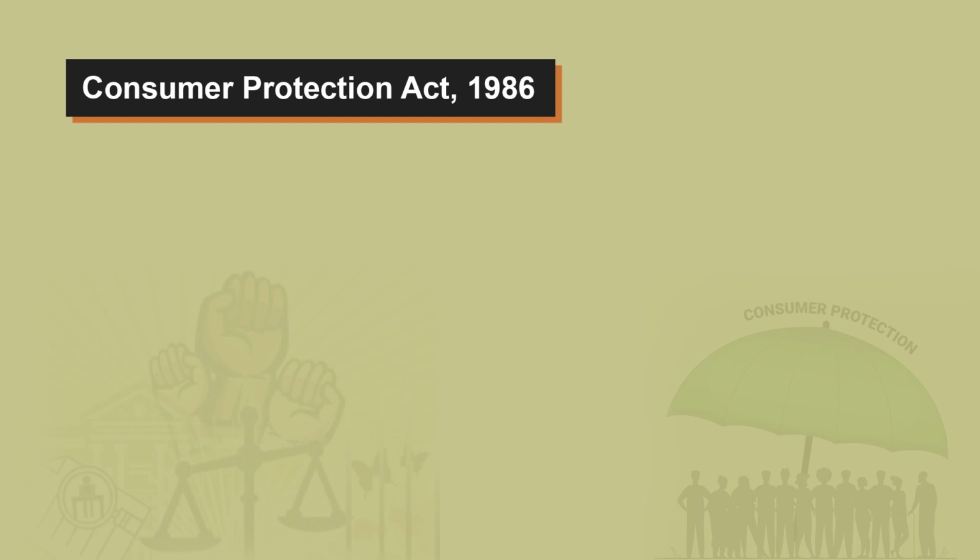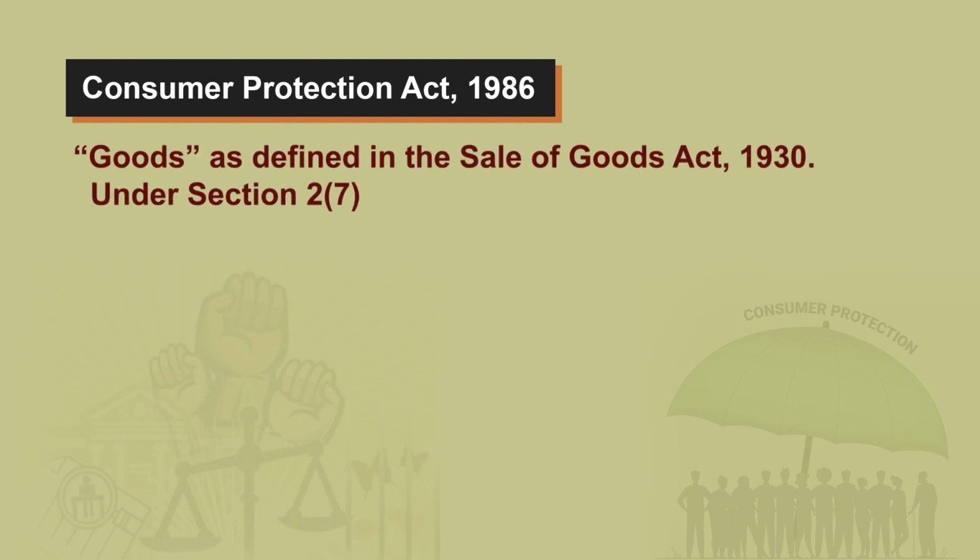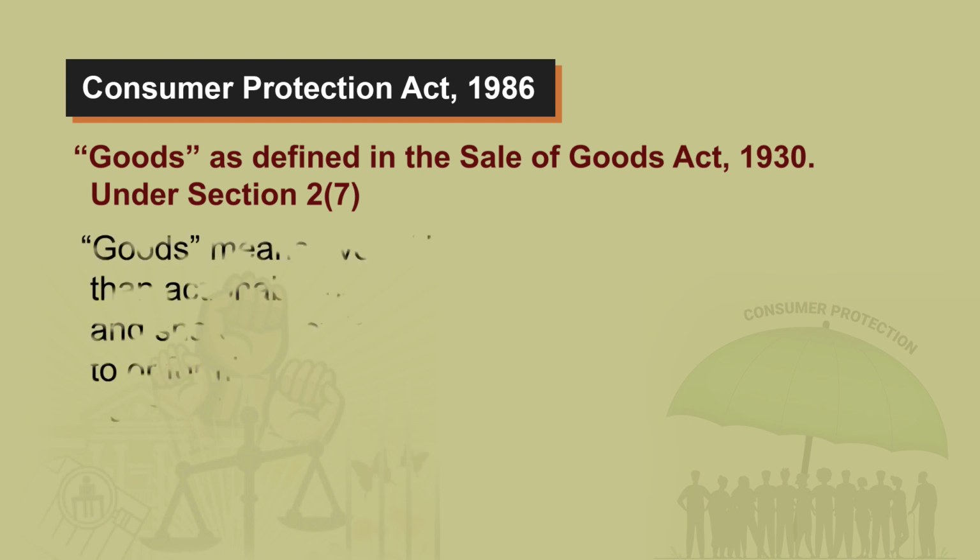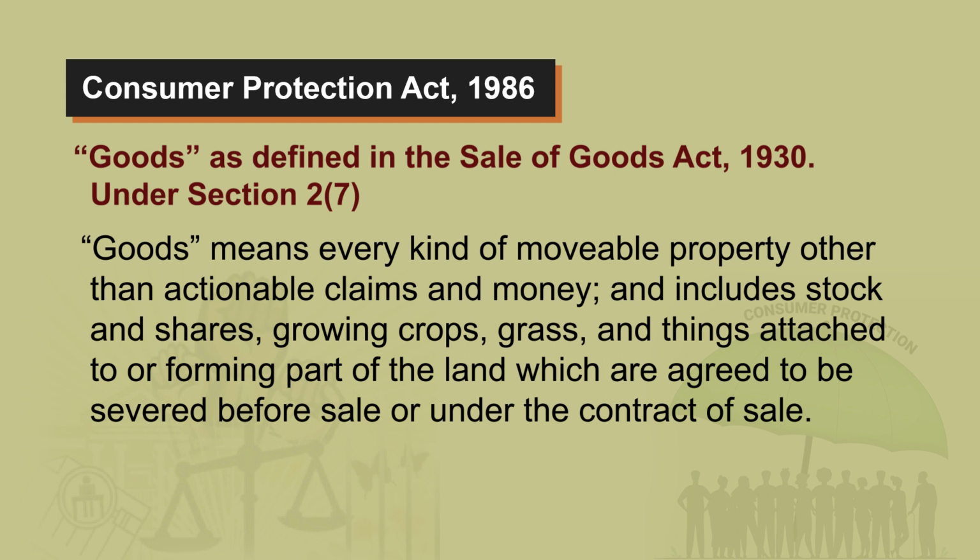The old consumer law in India, that is the Consumer Protection Act of 1986, defined goods as defined in the Sale of Goods Act 1930. Under Section 2, Clause 7 of that Act, goods means every kind of movable property other than actionable claims and money, and includes stock and shares, growing crops, grass, and things attached to or forming part of the land which are agreed to be severed before sale or under the contract of sale.